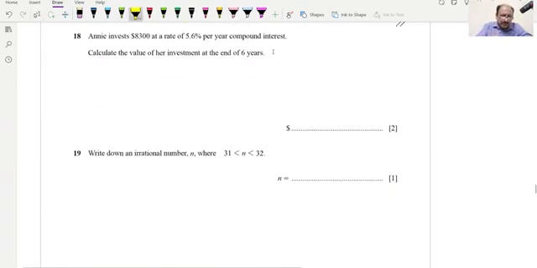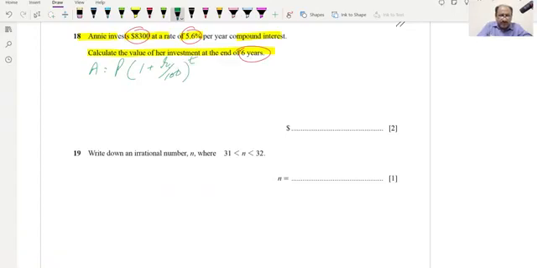Question number 18: Annie invested this much amount at the rate of this one per year compound interest. Calculate the value of her investment at the end of 6 years. So the duration is 6 years, the rate is this one, and the principal amount is this. We know the compound interest formula: amount equals principal times 1 plus rate over 100, raised to the power t, and we can replace values. Principal amount is 8,300, rate is 5.6, and time is 6 years.